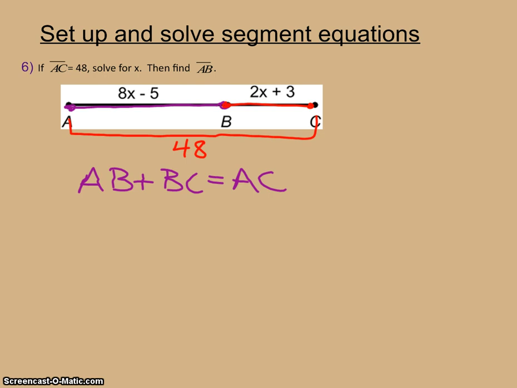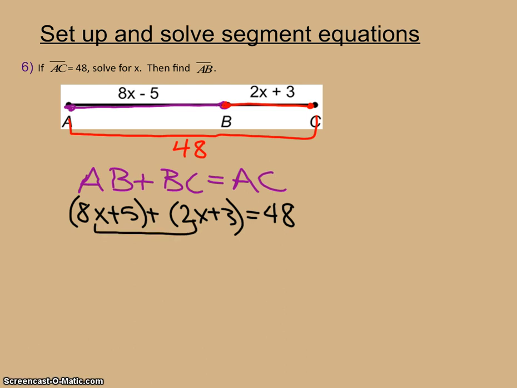Now that we have that first equation, let's just plug in all of the pieces that we know. We know AB equals 8x minus 5. We know that BC equals 2x plus 3. And we know the whole thing, AC, equals 48. Now that we have that set up, all we have to do is our algebra and solve for x. So we combine our like terms, so 8x and 2x is going to be 10x.